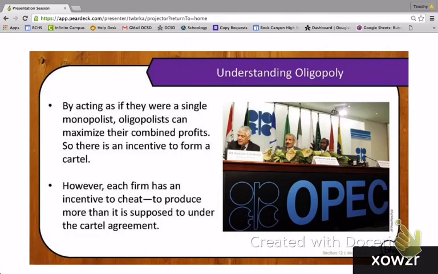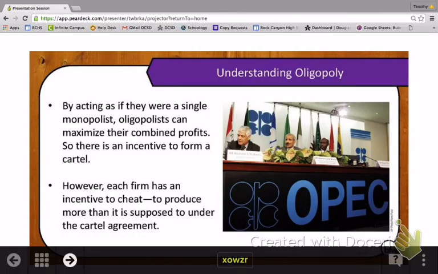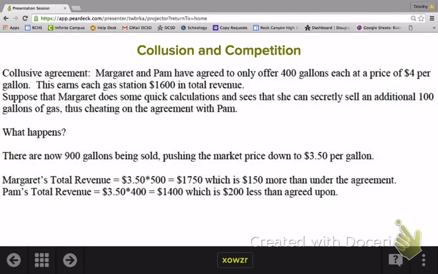And if they keep doing that to each other, then they drive the price all the way back down and eliminate those monopoly profits. This is what we mean when we say oligopolistic firms are mutually interdependent, that the behavior of one firm depends on the behavior of another firm. And each firm is affected by the behavior of other firms. And so this is just an explanation of the collusive agreement that I talked about previously with Margaret and Pam. So you may wish to stop and review that again to understand how that works.